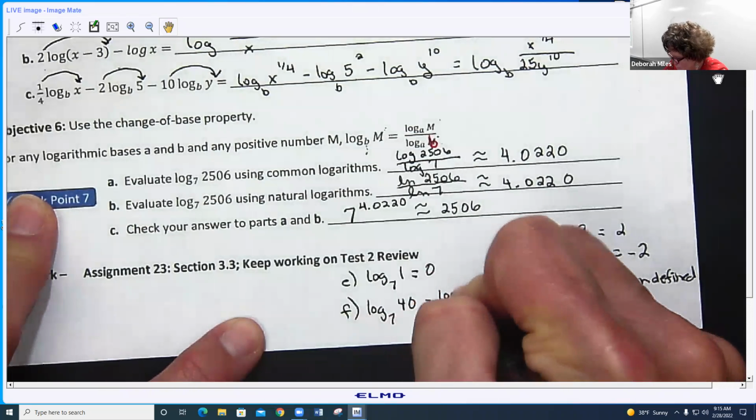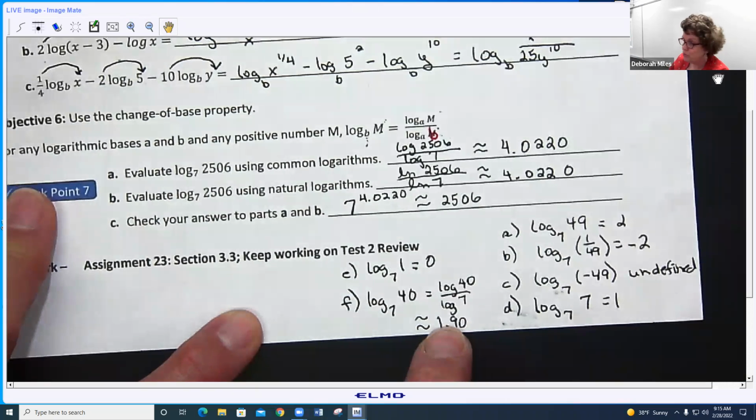Okay, that's close. I knew it was close to 2 because 7 squared is 49. That's a little too big. So it's something just a little bit smaller than 2.